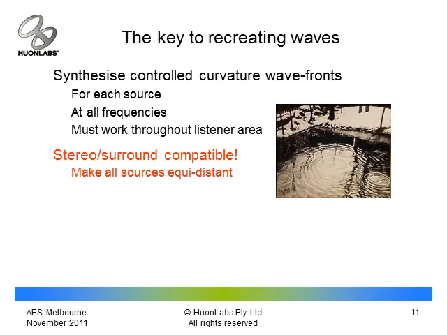If you did synthesize controlled curvature wavefronts, they would automatically be compatible, because all you needed to do was to set the same distance for all of the sources. Given that you had the ability to reproduce things in their correct locations in space, I'm not sure why you'd do that, but it means that these systems should intrinsically be compatible with your existing formats and your existing material.